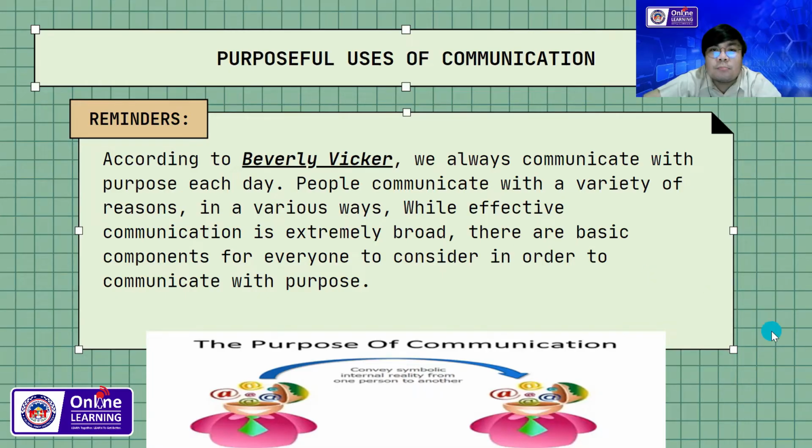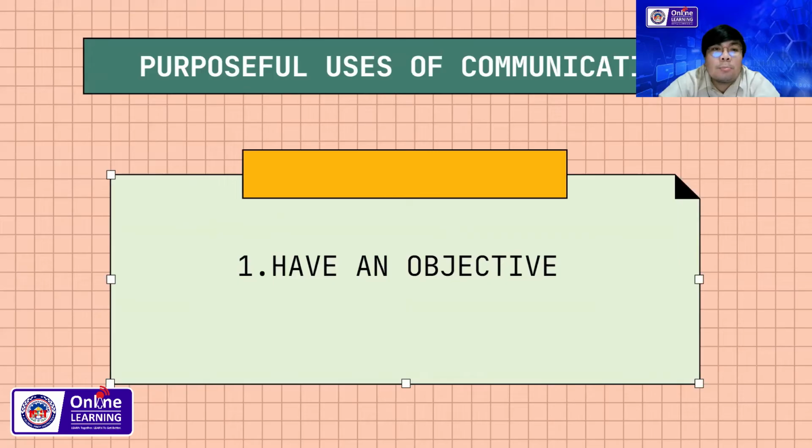Okay, so let's proceed. We have here the first one for purposeful uses of communication: an objective, or your goal, your reason, or your main objective. Why you communicate in the very first place. Okay, is it for yourself? Is it for your audience? Is it for a societal reason? Is it for an educational purpose? So you should state your objective in the very first place before you communicate so that you will have an effective communication after all.